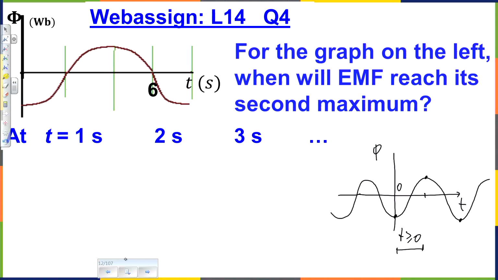But the question is not about flux. The question is about EMF, so you have to make a sketch for the EMF as a function of time. And point your finger at the first maximum, then at the second, then read the time, and that's it.